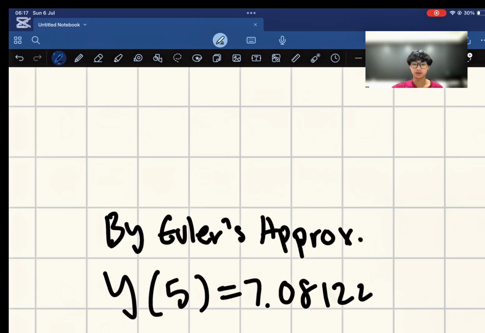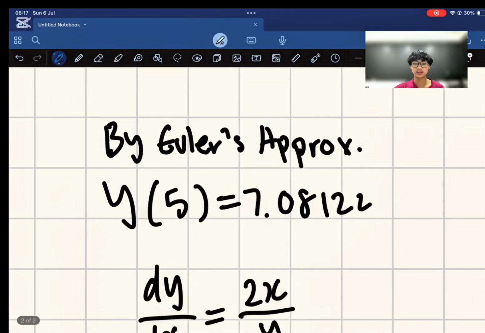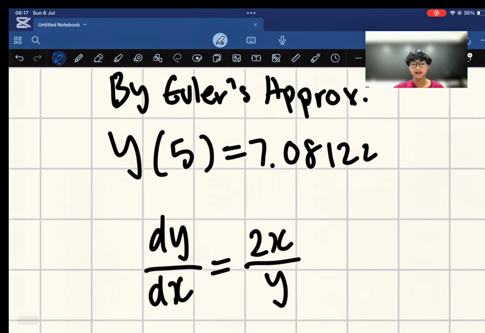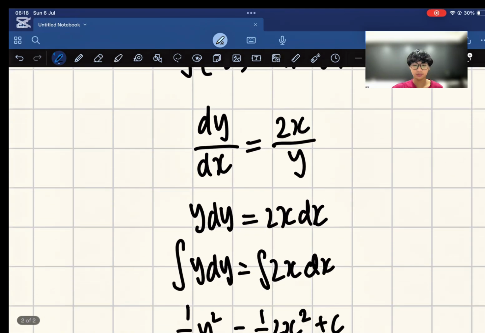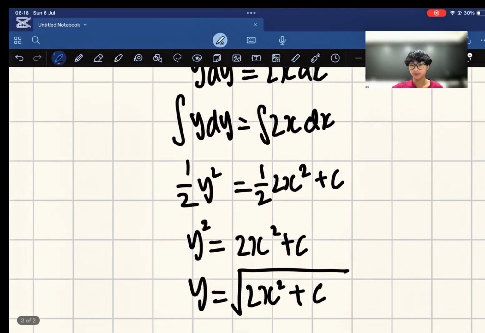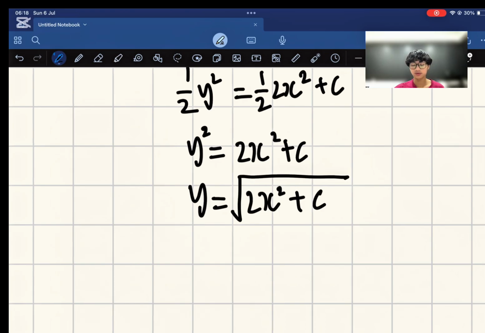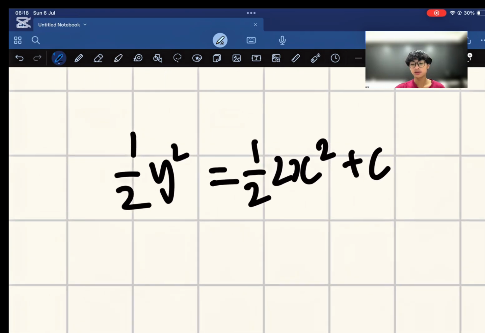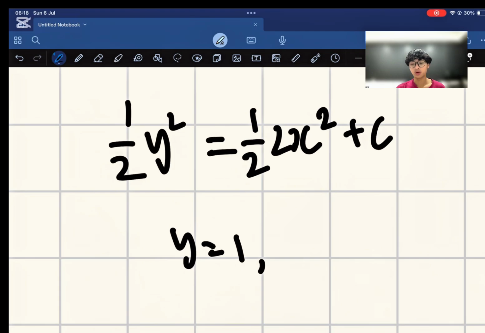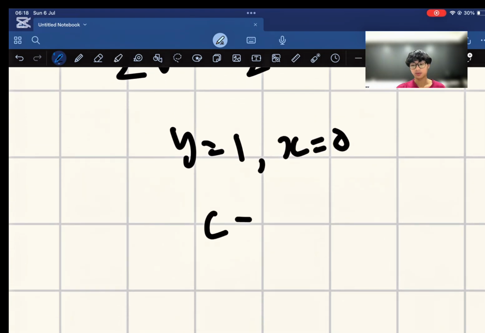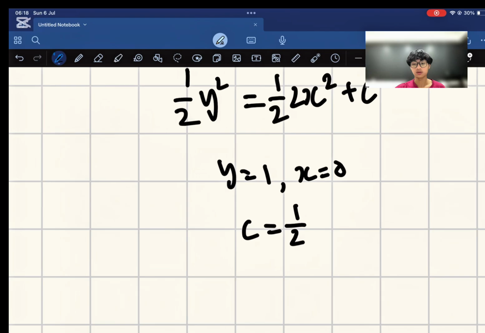So let's solve it in a normal way with a general formula. We see that dy/dx equals 2x over y. So we do y dy equals 2x dx, then integrate it. Then we have this, and from here we can find the formula. It will be y squared equals 2x squared plus c. Then we can square root it into this formula right here. After that, let's find c. We take the formula we got just now after integrating, and we sub in y equals 1 and x equals 0. Then when we sub in, we realize that c equals 1 over 2.